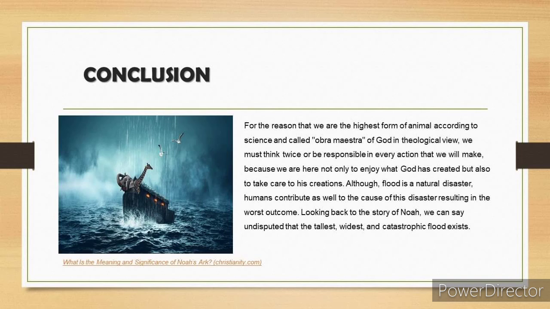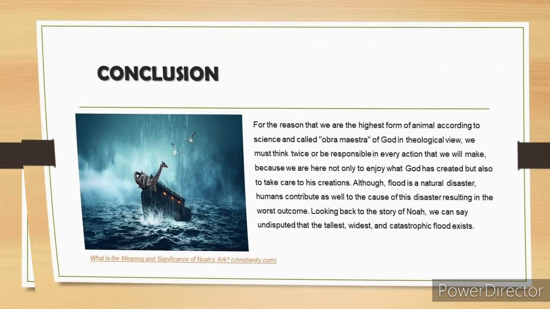Although flood is a natural disaster, human contribute as well to the cause of this disaster resulting in the worst outcome. So, di natin pwedeng isisi to sa ulan na dahil umulan kaya nagkaroon ng baha. Kundi kadalasan tayo rin yung cause kung bakit tumitindi yung pagbaha.